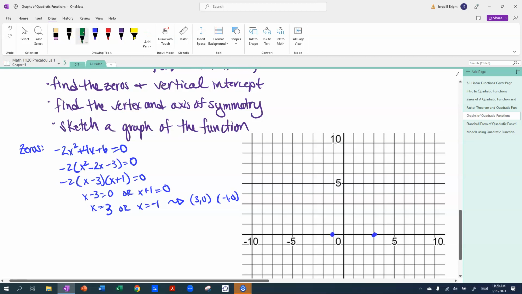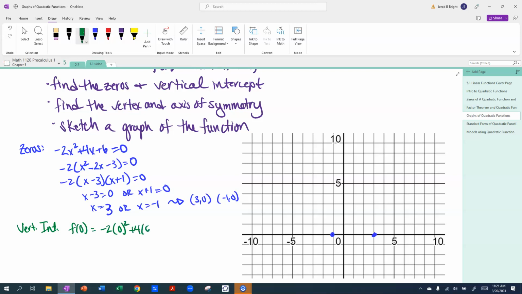Switching colors to find a new thing: the vertical intercept, also known as the y-intercept. I'm just using vertical because sometimes we don't have y. So I'm going to do f of 0, which is negative 2 times 0 squared plus 4 times 0 plus 6, which just gives me 6. So then I get the point (0, 6).